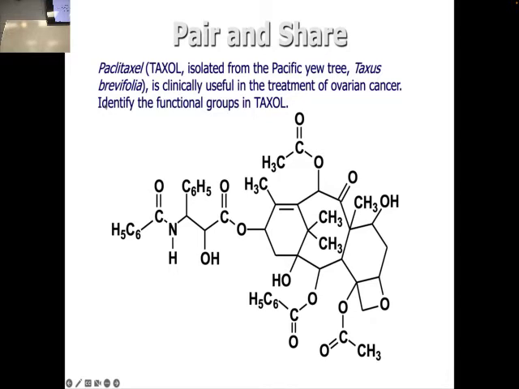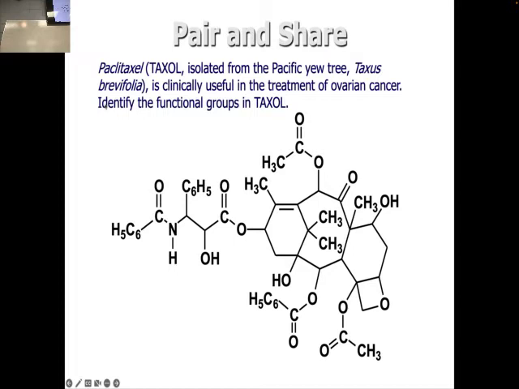Let's wrap up with our pair and share, and let's look at this complicated molecule. Interestingly enough, like it says, this comes from the Pacific yew tree. It was found in the bark. You can find precursors to it in the needles. Very potent ovarian cancer drug. Pretty good, I think, breast cancer drug.